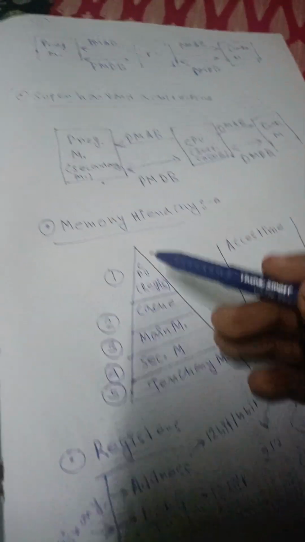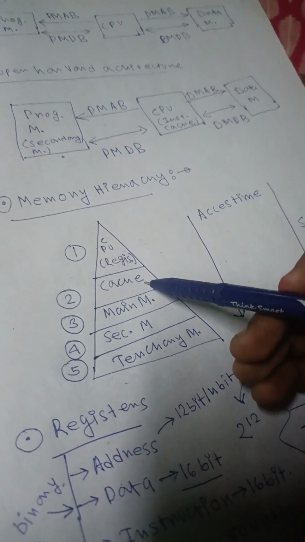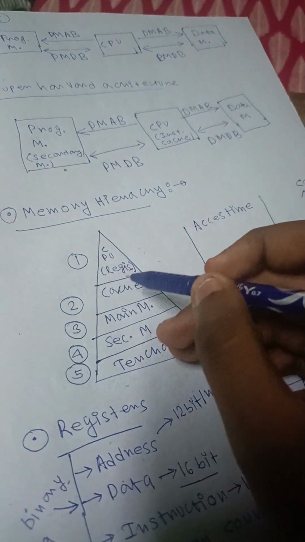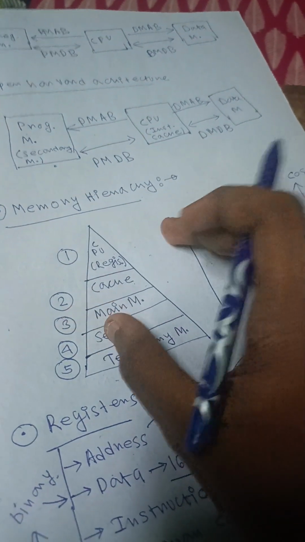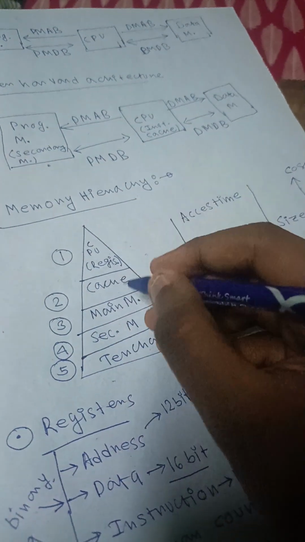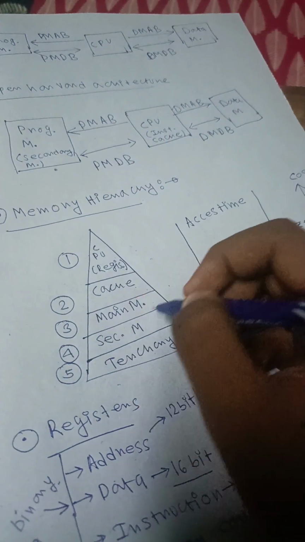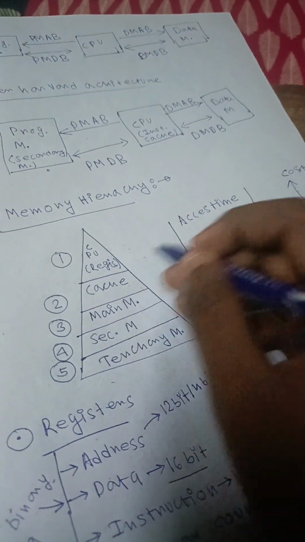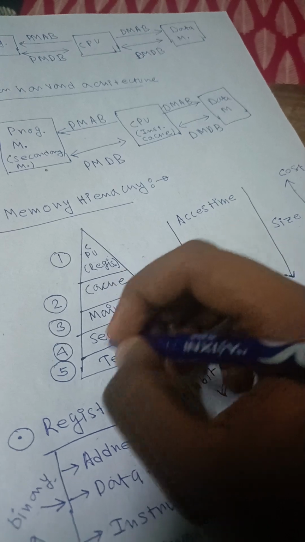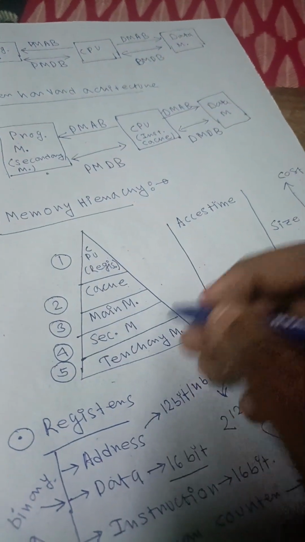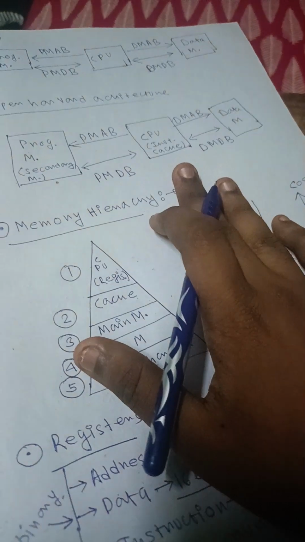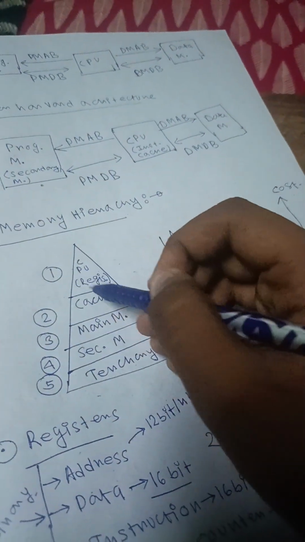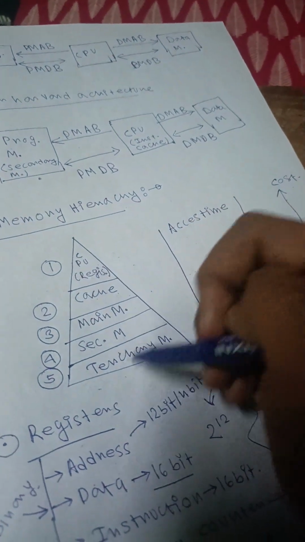Then there is cache, the reusable memory in which we store information that we use very frequently. Then there is main memory, then secondary memory, that is hard disk and all, and then tertiary memory. What is tertiary memory? That is magnetic disks. We will discuss it further, don't worry, just understand this workflow: CPU registers, cache, main, secondary, tertiary.